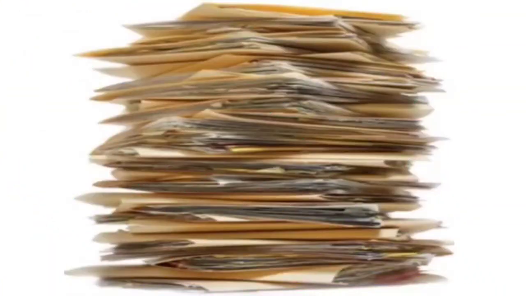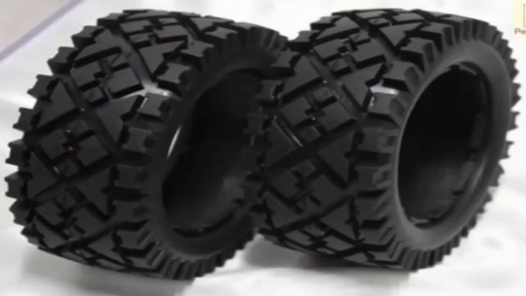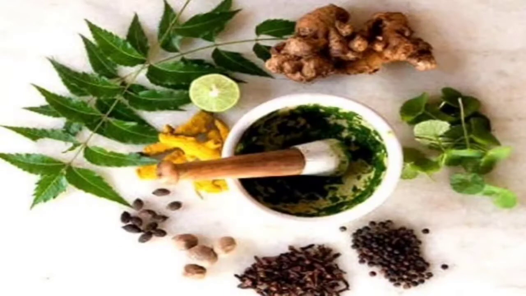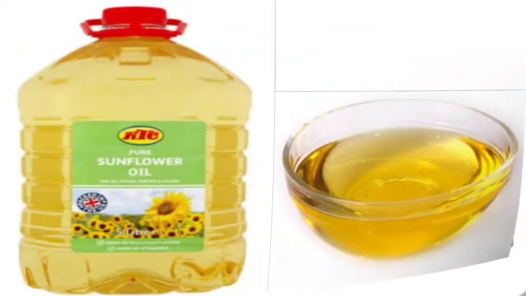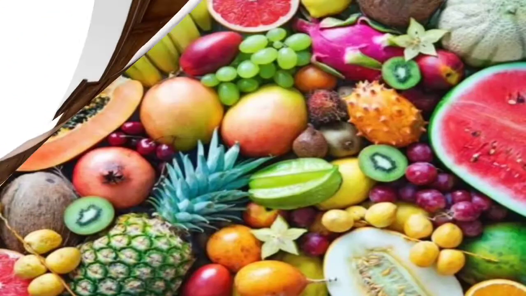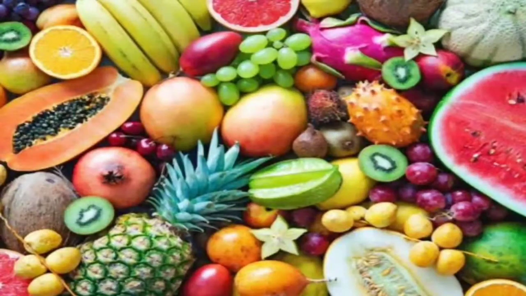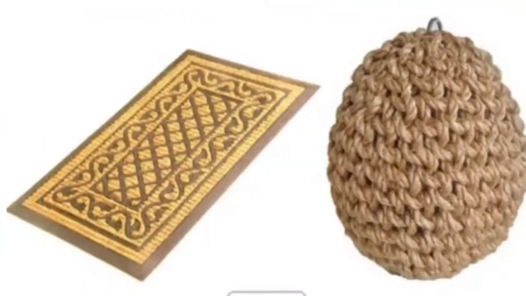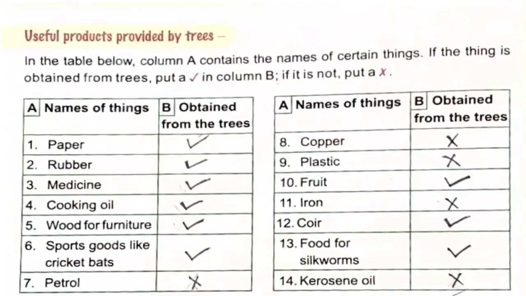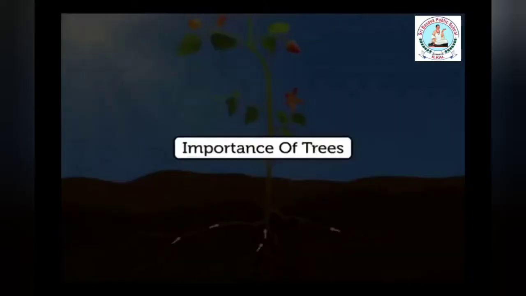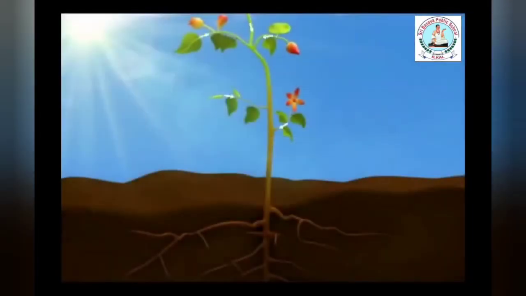Useful products provided by the trees are, yes, of course, paper, rubber, medicine, cooking oil, wood for furniture, fruits and vegetables, and even coin. So these are the things that we obtain from the trees. Here you can compare your given homework, check column B and cross check your answers. Now let's see the importance of trees.